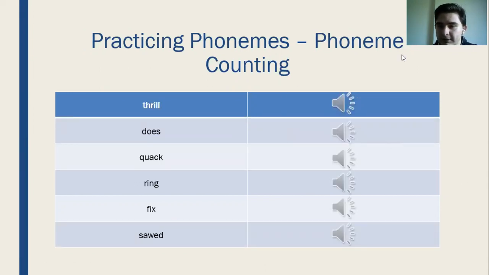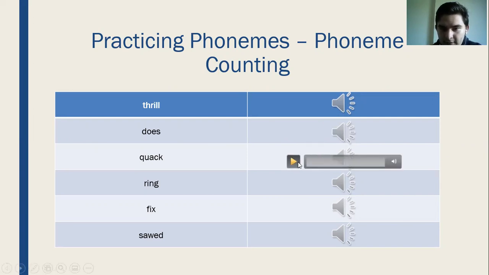Now we have phoneme counting. I want you to look at these words and make a guess: how many phonemes, or how many sounds, do these words have? For example, thrill. How many phonemes does thrill have? Let's look at it. Thrill has 4 phonemes. As you can see, 3 phonemes. How many phonemes does does have? Does has 3 phonemes. D, A, Z, does.